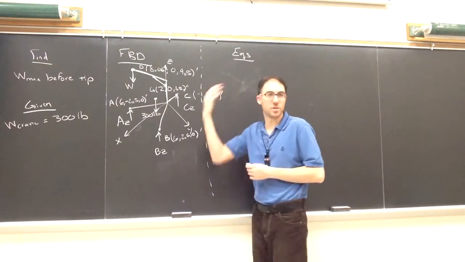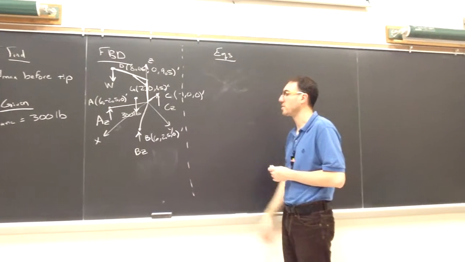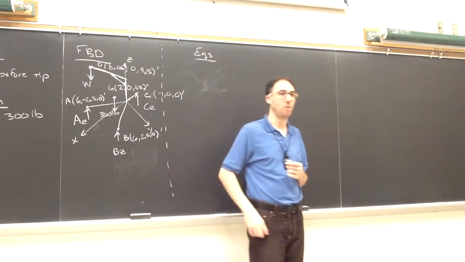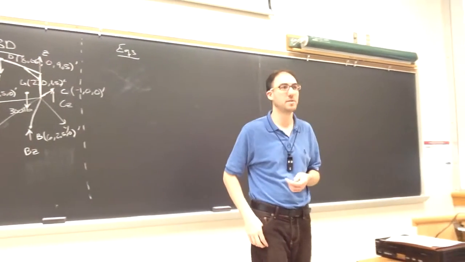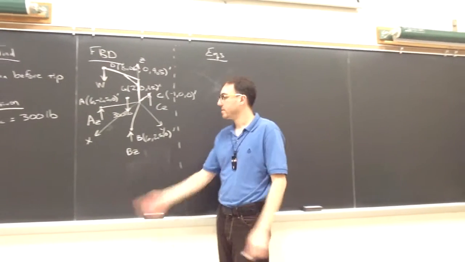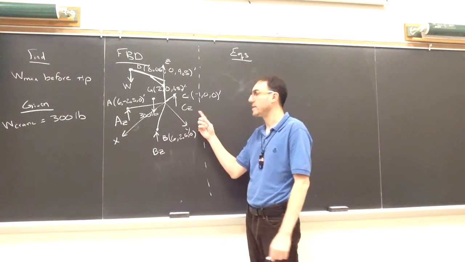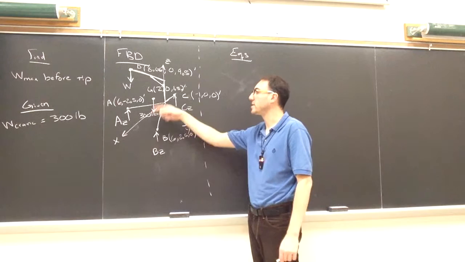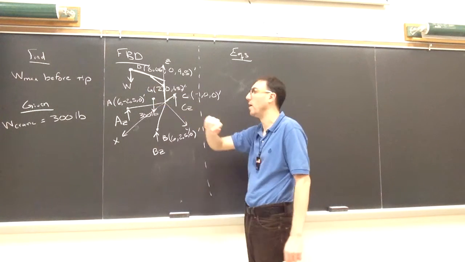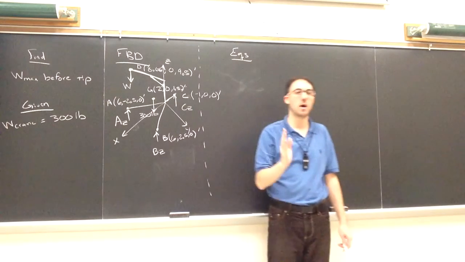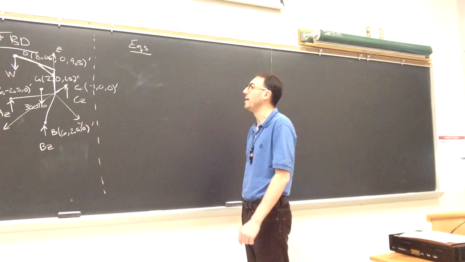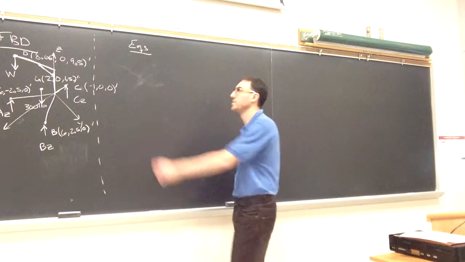So first, usually I start with unit vectors. In this problem, are there any unit vectors I need to find before starting my equilibrium equations? I have AZ, BZ, CZ are only in the Z. The weight is only in the Z, and the weight of the barrel is only in the Z as well. So in this case, everything acts along a coordinate direction. I don't actually need any unit vectors in order to solve this.